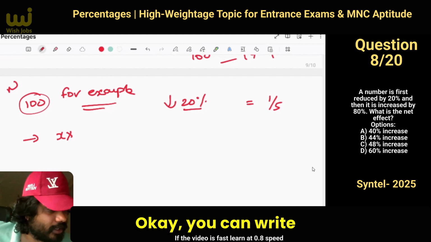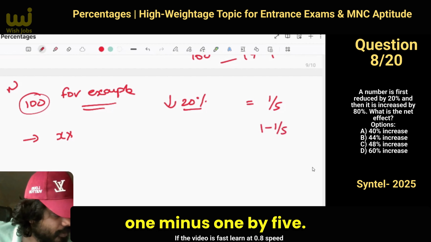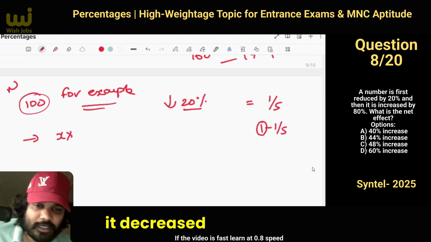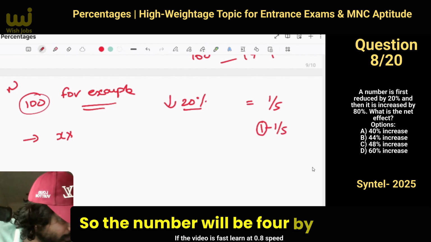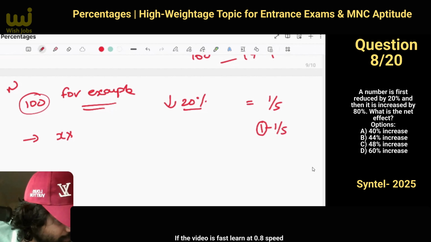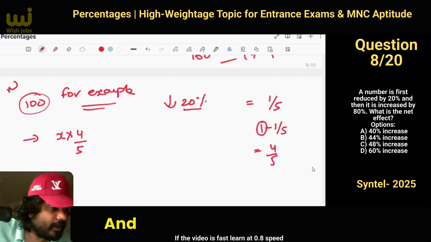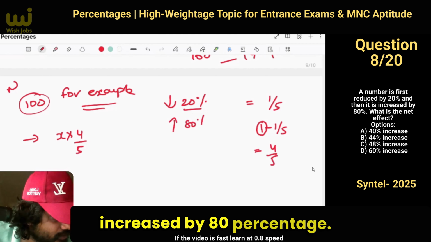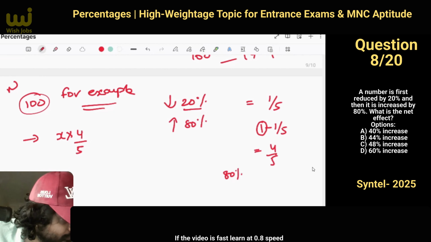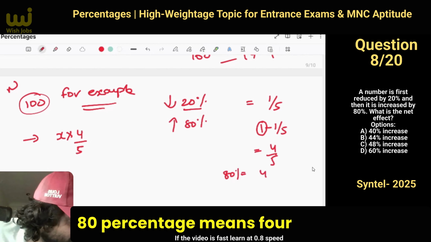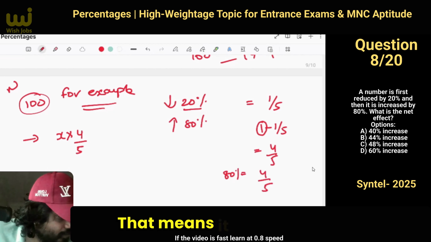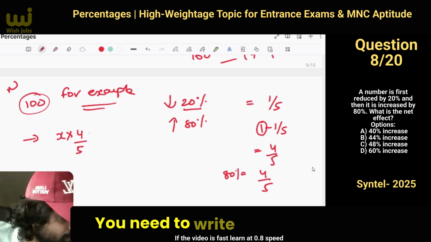You can write 1 minus 1 by 5, because if you think a number is 1, it decreased by 1 by 5, so the number will be 4 by 5. You just need to multiply 4 by 5. And in the second scenario, it said increased by 80 percentage. 80 percentage means 4 by 5, that means it increased, so 5 plus 4, you need to write 9 by 5.